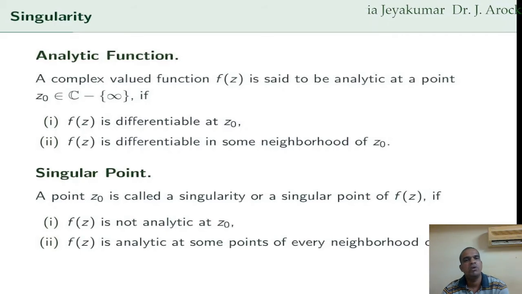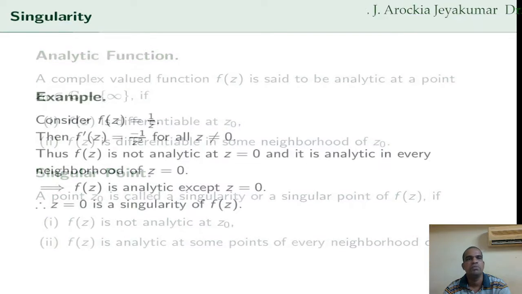Now, the definition of singular point. A point z0 is called a singularity or a singular point of f(z) if f(z) is not analytic at z0 and f(z) is analytic at some neighbor points of z0.